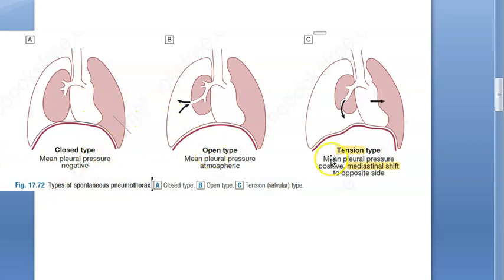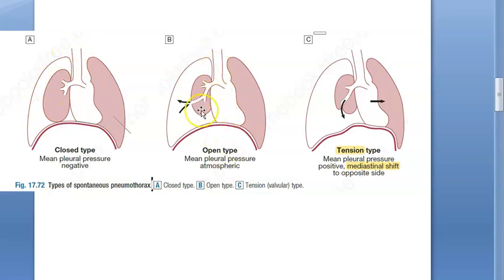Now, under the spontaneous, that is primary and secondary, you have three types. You have the closed type, open type and tension type. Closed type means the air entered and then the lung collapsed. When the lung collapsed, that opening got sealed off. So the air is trapped here and it cannot leave. Here there will be negative pressure, they are saying the mean pleural pressure is negative, and this air will anyways get reabsorbed, and this person will recover. He has a chance of recovery. And there is no chance of infection because there is no communication.